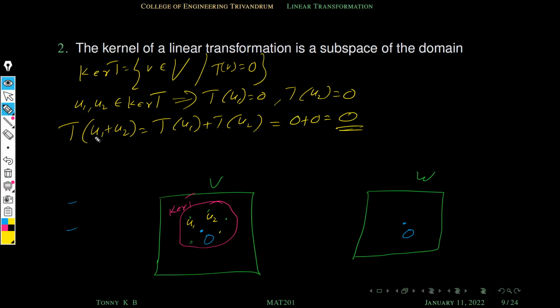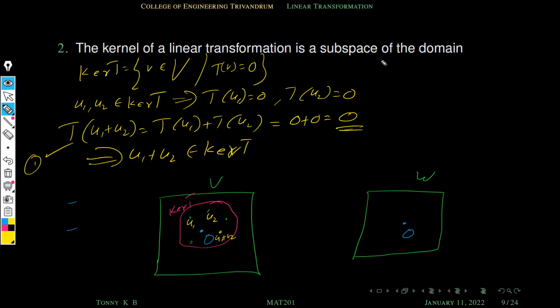The image of T of u1 plus u2 is again the 0 vector. That means u1 plus u2 also belongs to the kernel, because its image is 0. So this implies u1 plus u2 belongs to the kernel of T. So it satisfies our first condition: u1, u2 belong to a subset, and their sum belongs to the same subset.